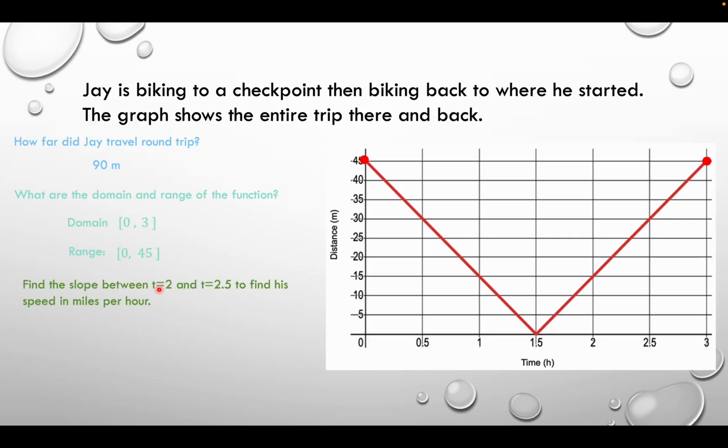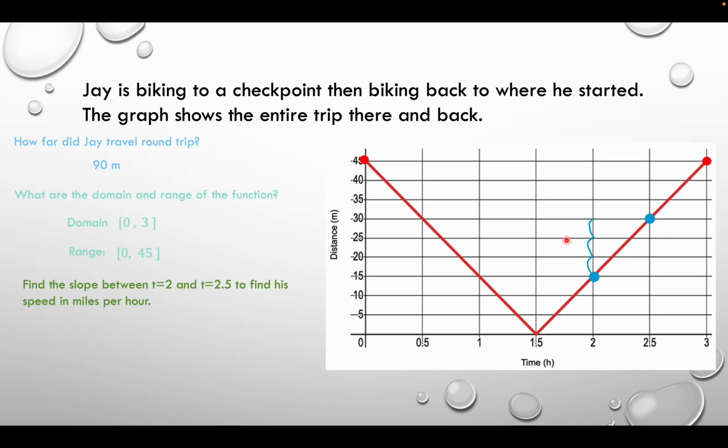Find the slope between t equals 2 and t equals 2.5. So time, t is standing for the time of 2 hours and 2.5 hours, to find his speed in miles per hour. So at 2 hours, this is where Jay was. Here he is at 2.5 hours.